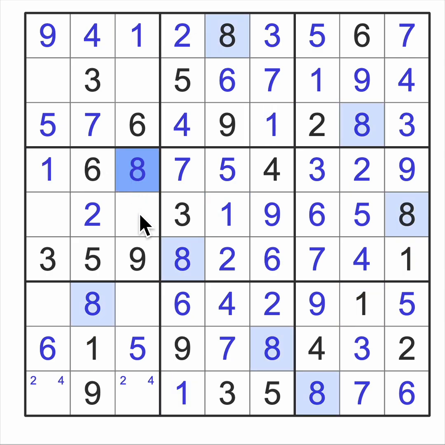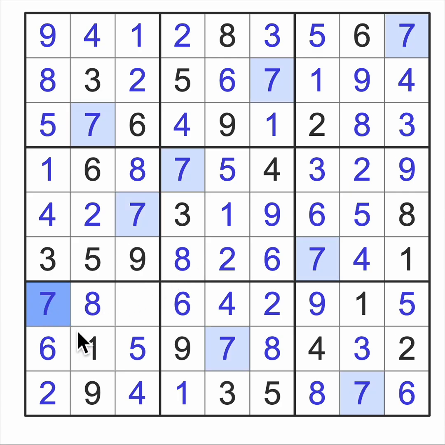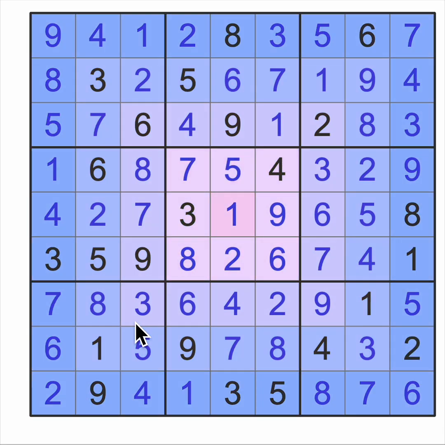This is 8, 8, 2, 4, 2. 4 has made this cell full, gives me 7, 7, and 3.